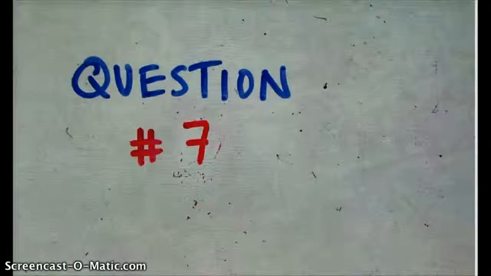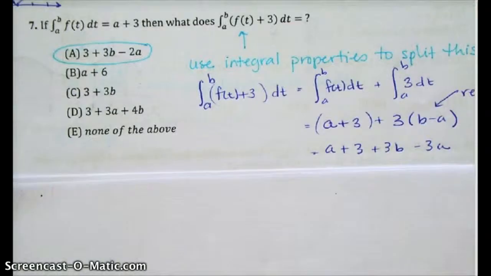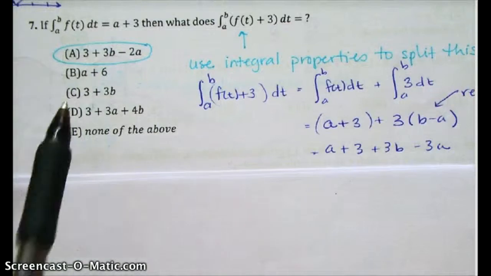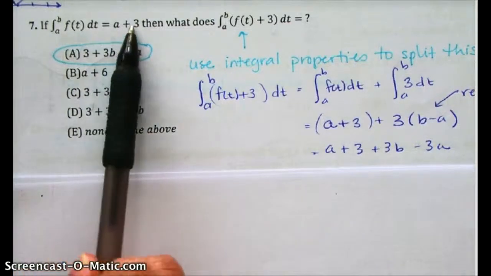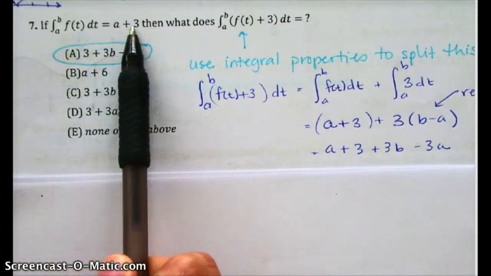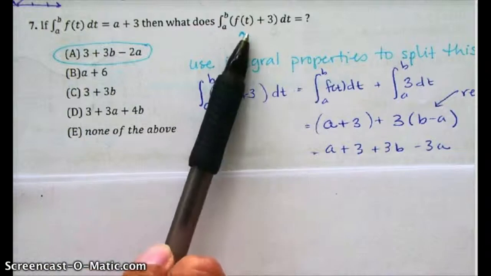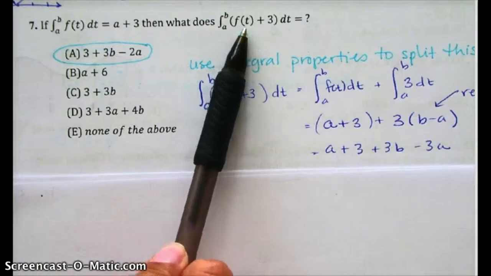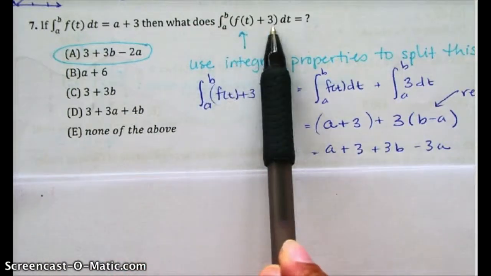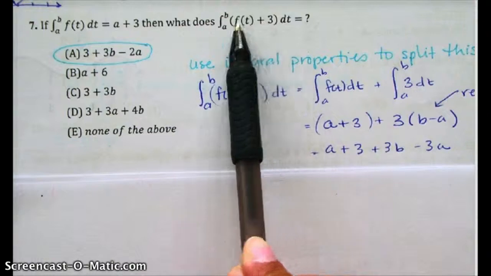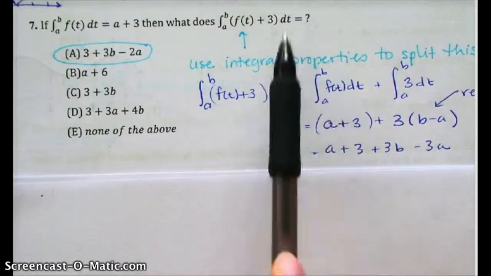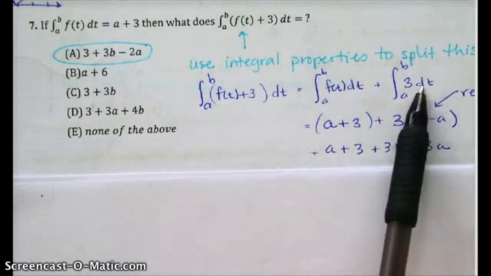Question number 7. In question 7, the variables kind of give you the illusion that this is a difficult question, but it's actually one of the simpler problems. You just have to remember all your properties of integrals. Remember, if you have an integral of 2 functions that are added together, you're welcome to split that into the integral of the first thing plus the integral of the second thing.